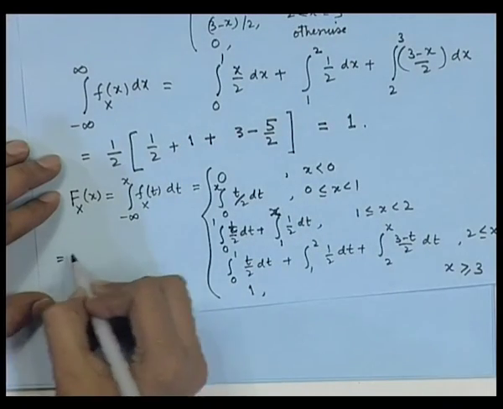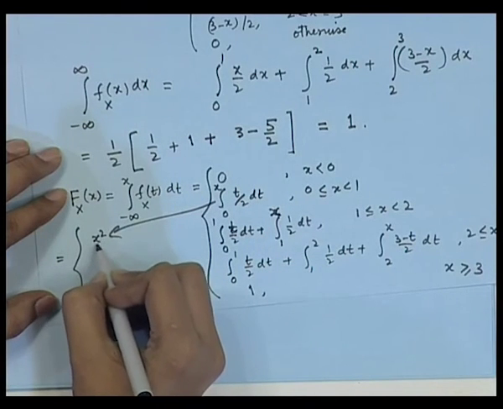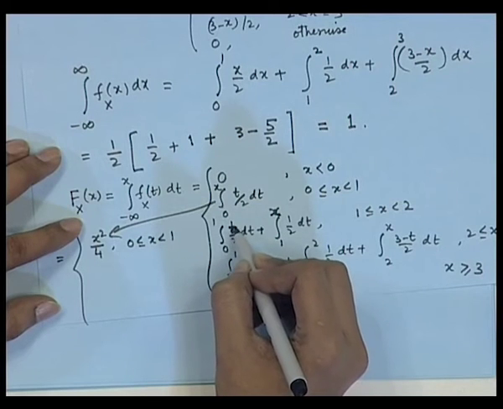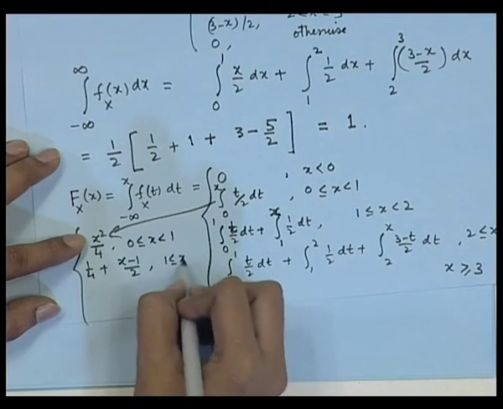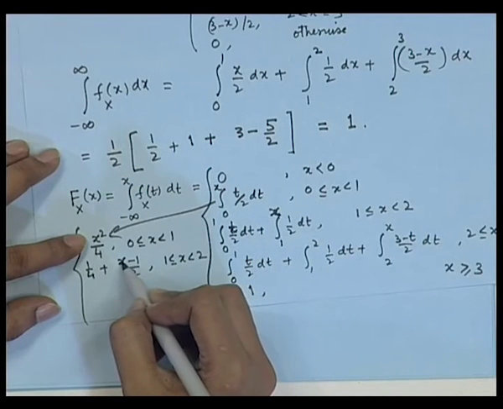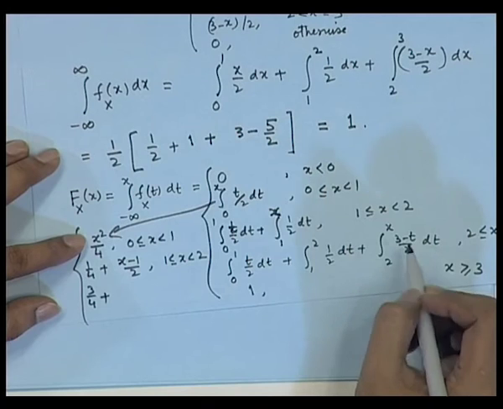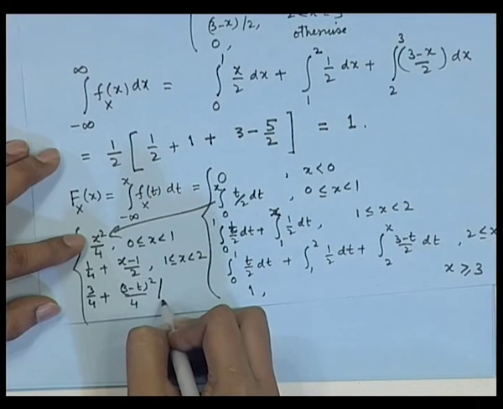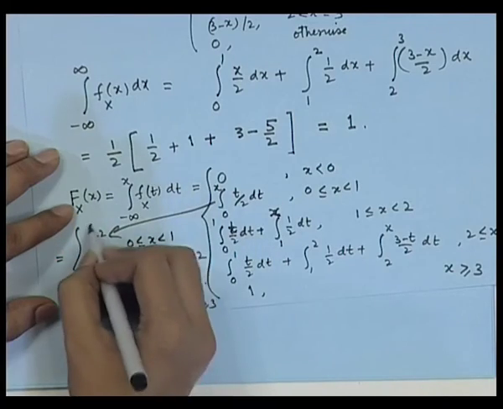So, if we simplify these terms, let us look at this one, it is equal to x square by 4. Here up to 1 it has been integrated, therefore, this will be 1 by 4 plus (x minus 1) by 2. Once again here, if we have integrated up to 2, then this value would have become 3 by 4 plus the value of this term, that is (3 minus t) whole square by 4 from x to 2, which will be some value. It is 1 for x greater than or equal to 3, 0 for x less than 0.